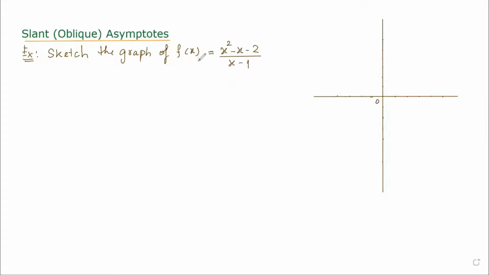Okay, this next example is for slant or oblique asymptotes. This is one more example. When we want to sketch this graph, we have to find the asymptotes first. Do they have a horizontal asymptote, vertical asymptote, or slant asymptote? After that, find the intercepts, including the y-intercept. Then plot a point or two on the left and right sides, and see the trend of how the graph approaches the asymptote. Okay, so those are the steps.